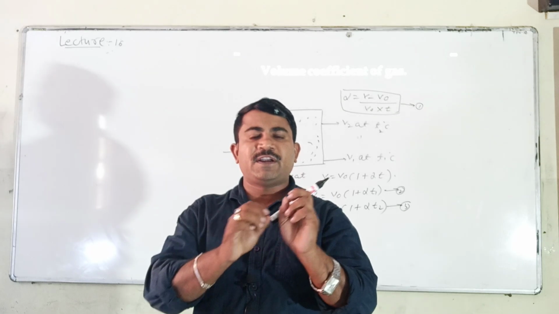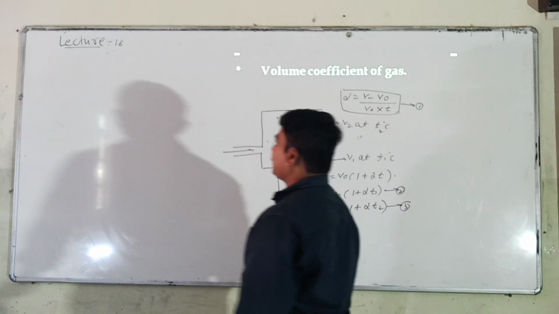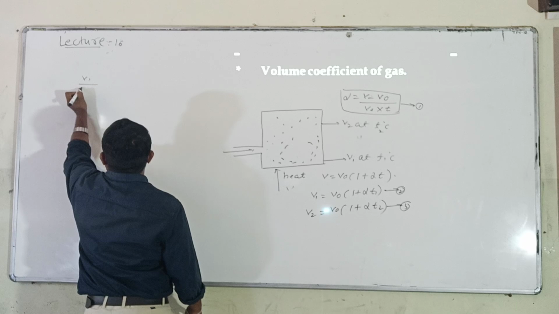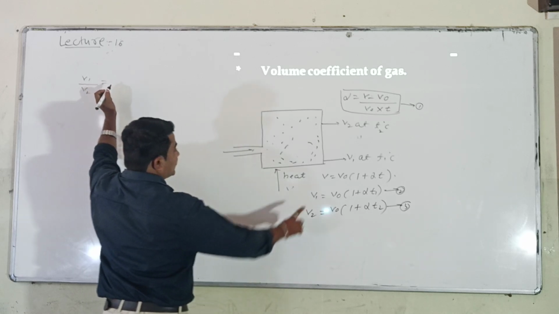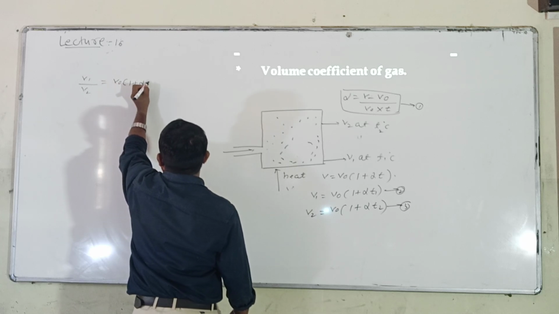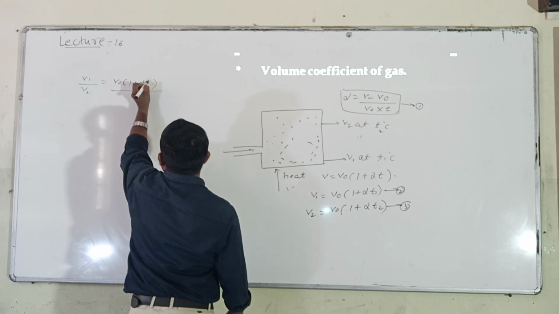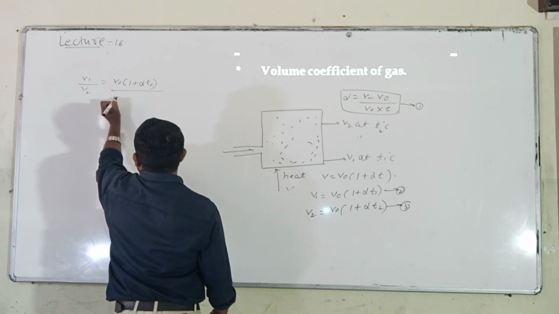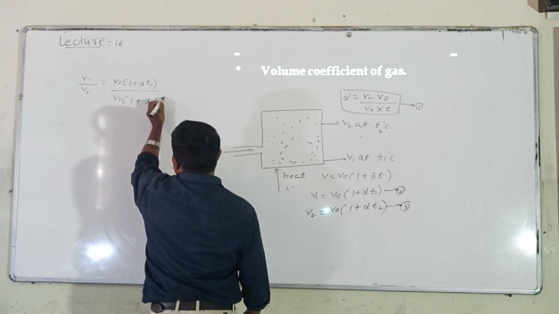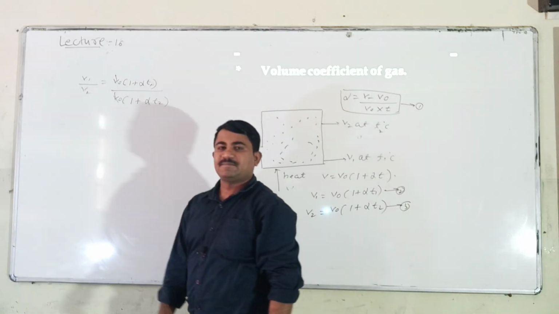Alpha at a different temperature, at T1 and at T2. Right. Shall I take here? For V1 divided by V2, V1 divided by V2 is equal to how much? V naught into bracket 1 plus alpha into T1 divided by how much? See here, T1. This is V naught into bracket 1 plus alpha into T2. Right. This value gets cancelled.